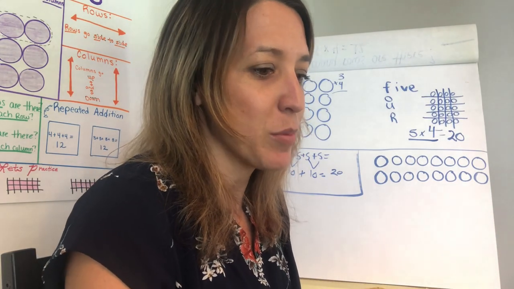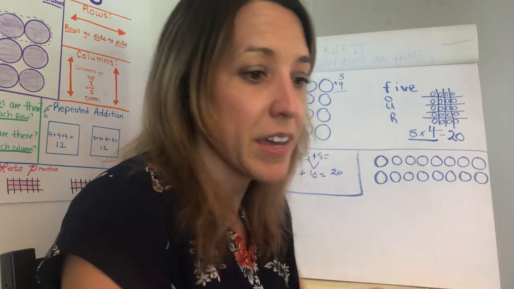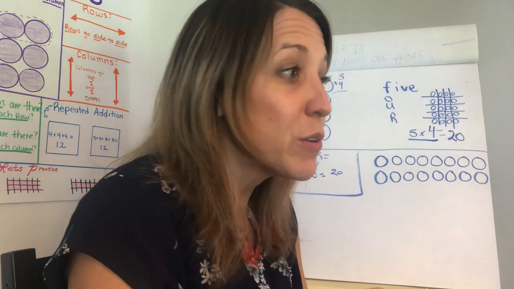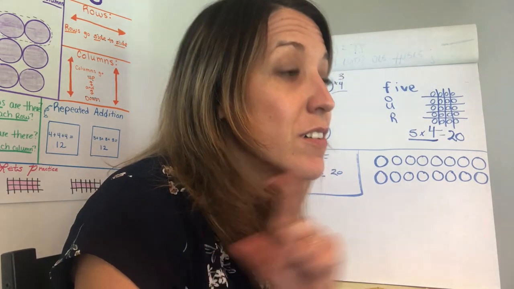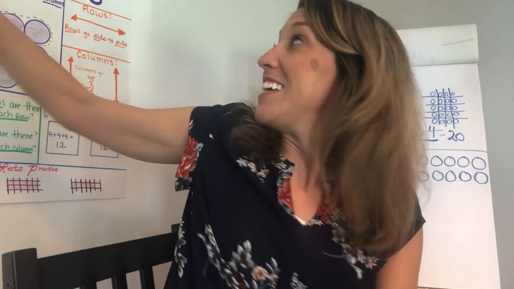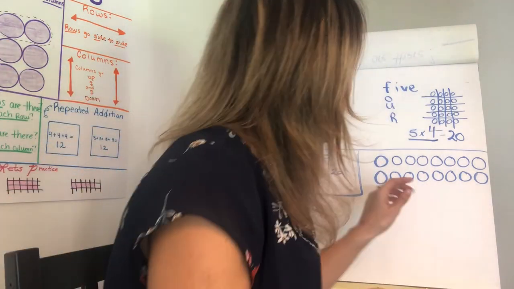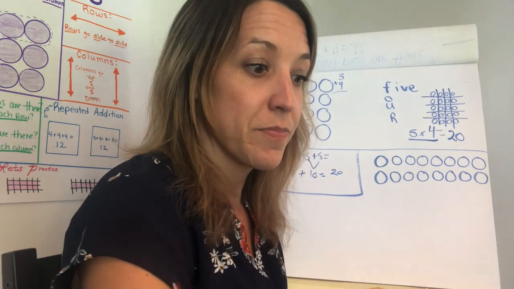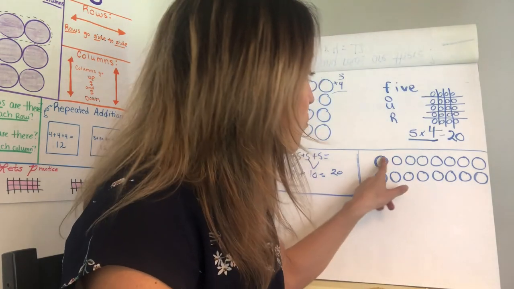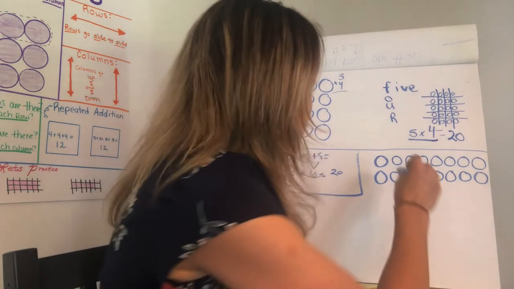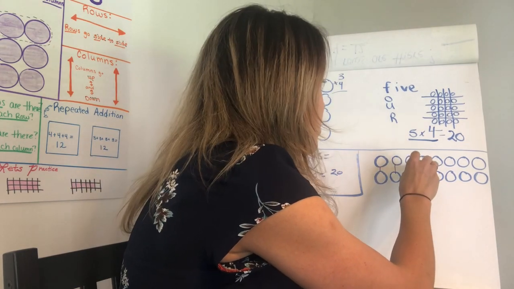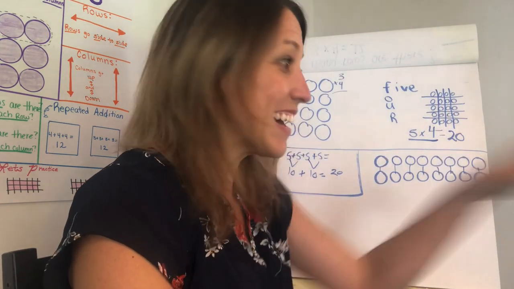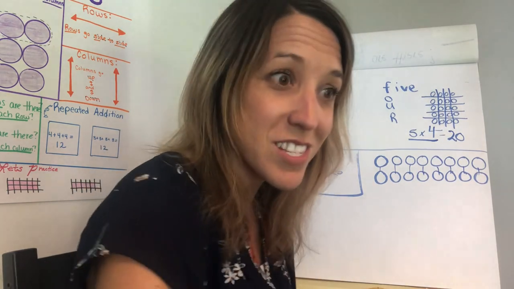Okay, so at the baseball game, the players lined up into two rows. And each row had eight players. Were you able to build an equal group array? You got your equal groups? Remember, we started with our two rows, and we had to make sure that each row had eight players in it. These two are going to play catch, and these two, and these two, and they're equal. Mine are equal, yours are equal too, good.